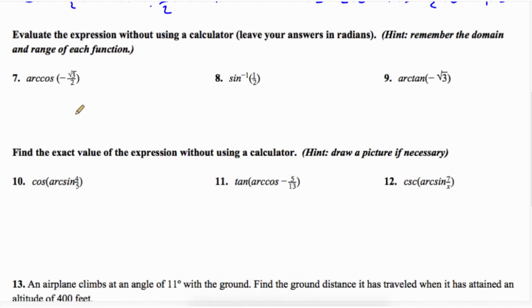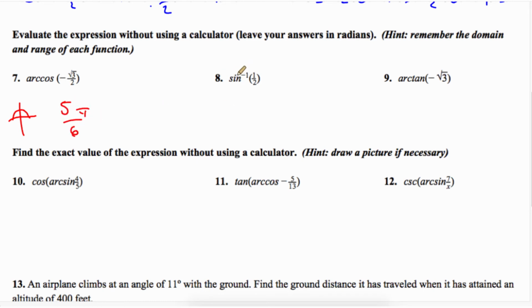If we take a look at problems 7, 8, and 9, we're looking at doing some inverse trig using our unit circle. So on number 7, we're asked to evaluate the arc cosine of negative root 3 over 2. So since we're doing an arc cosine and looking at the unit circle, we should be focusing on the top half of the unit circle. This is a negative value, so I'm going to be looking in quadrant 2, and we should end up getting 5 pi over 6 as our answer for that angle.